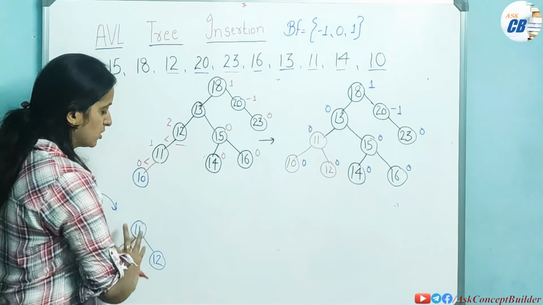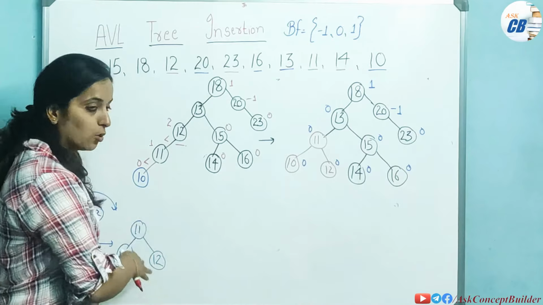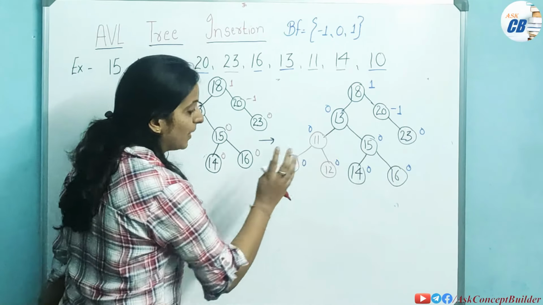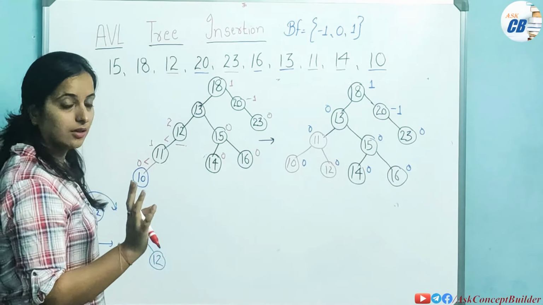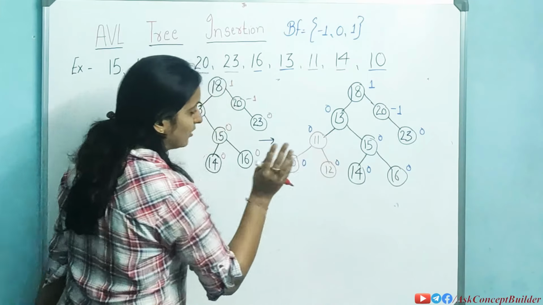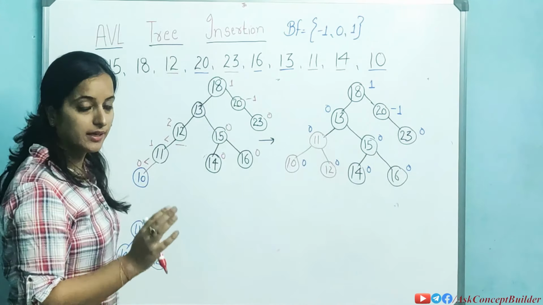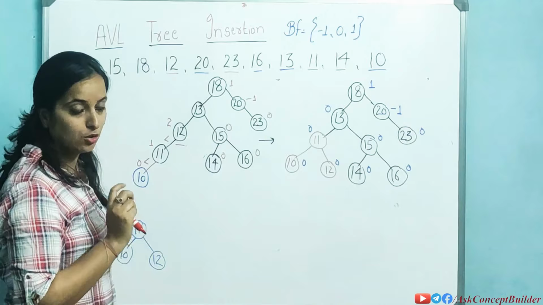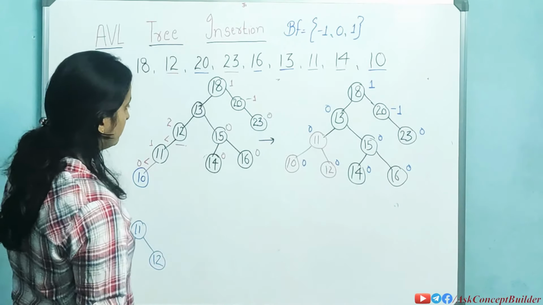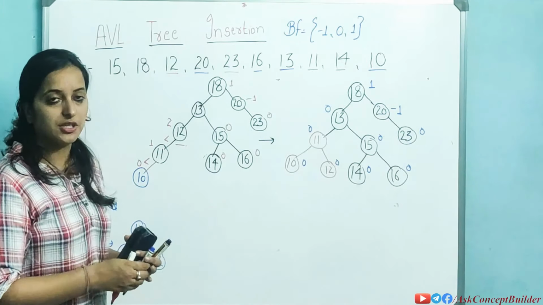Okay, so you take that part separately, perform a rotation on it, and then stick it back into your tree. In this way you will not get confused. Then again you have to find the balance factor for each and every node to check whether the tree is balanced after rotation also. Okay, so in this way you can do the insertion in your AVL tree.